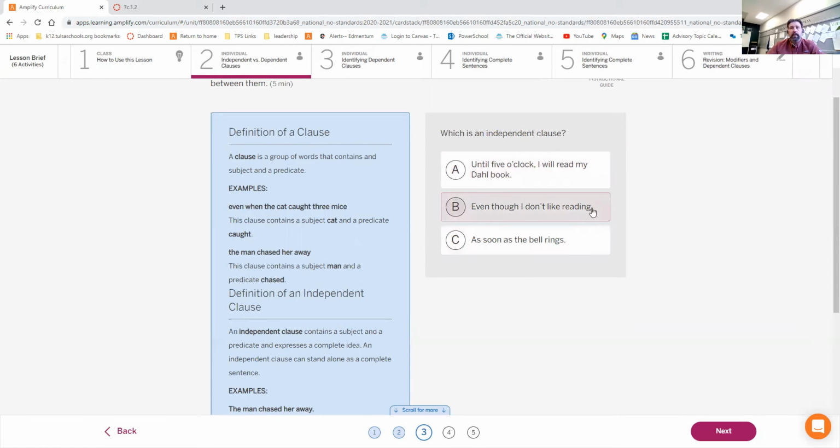Even though I don't like reading. I don't like reading is fine, but even though ties it to something. So now we're asking the question, even though they don't like reading, what? I'm going to do it anyhow? Cool. Until 5 o'clock, I will read my doll book, even though I don't like reading, and as soon as the bell rings. As soon as the bell rings, what? If it just said the bell rings, that would be fine. But as soon as ties it and makes it dependent, independent. That's it. I'll let you do the last 2 on your own.